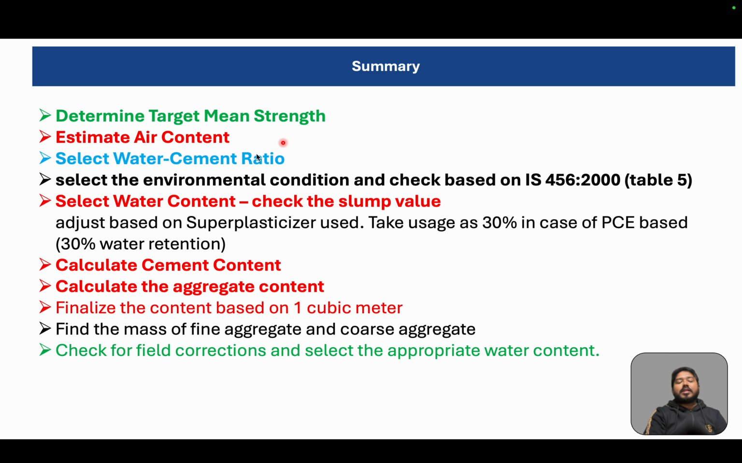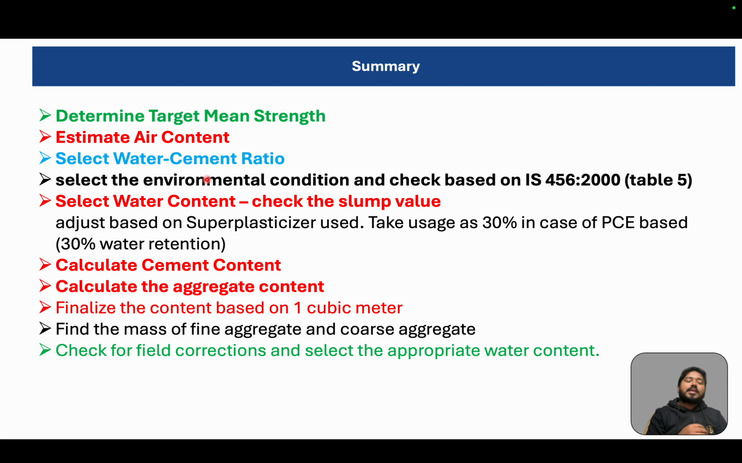Once you identify the water to cement ratio, you need to go for the water content value. Before that, once the water to cement ratio is confirmed, you need to check whether it meets your criteria, because it has to be verified against your exposure condition, your environmental condition. For that, you need to cross check with IS 456-2000 table number 5. Based on that, check whether the maximum cement content is satisfied, whether the free water to cement ratio you have taken is satisfied, and whether the grade of concrete you are designing is satisfied.